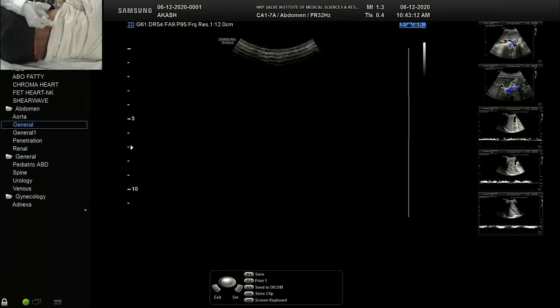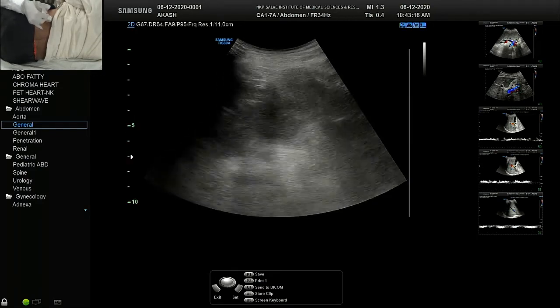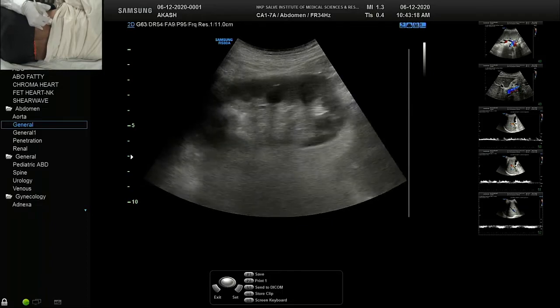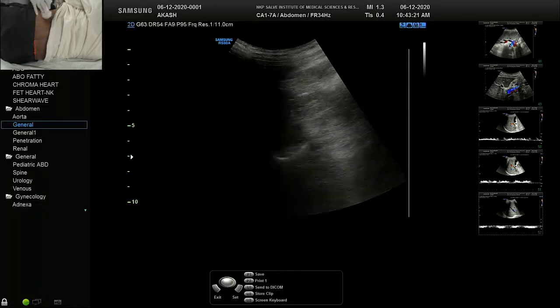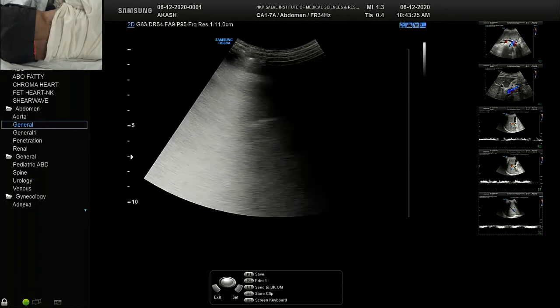It is said it takes 15-20 days to 1 month to develop collaterals whenever there is obstruction. So even if the patient presents with acute portal vein thrombosis or splenic vein thrombosis, you may not see collaterals in an acute phase.